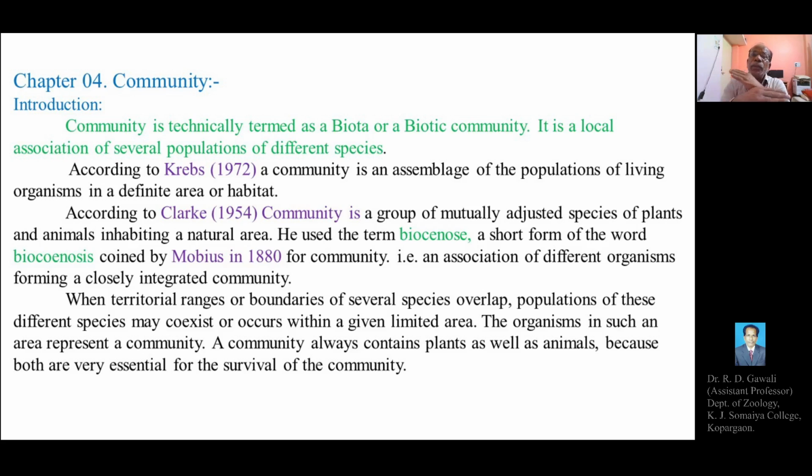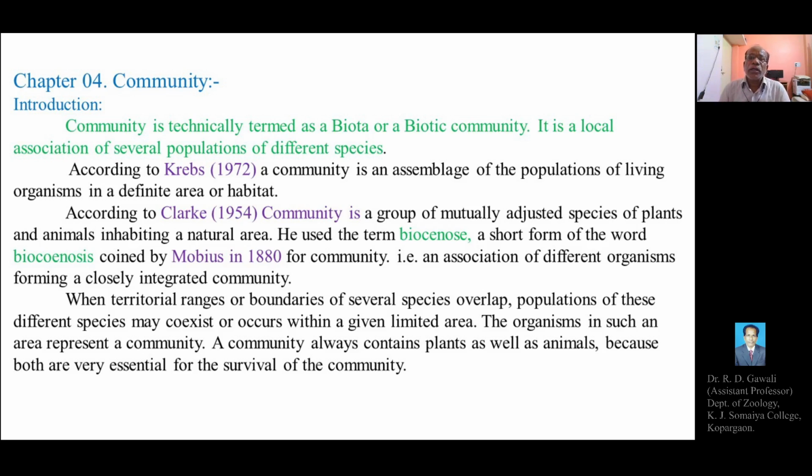These might be dependent on one another. So plants and animals inhabiting a natural area or a particular region are mutually adjusted or dependent upon one another, having a symbiotic relationship so as to help one another. According to Clark in 1954, a community is a group of mutually adjusted species of plants and animals inhabiting, meaning living in, a natural area.